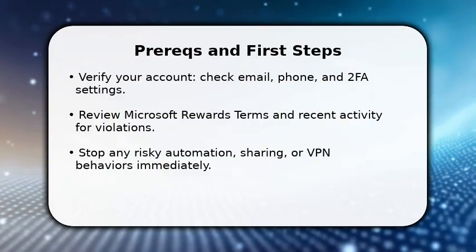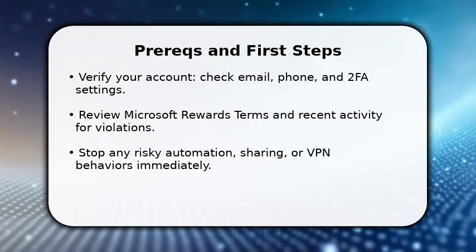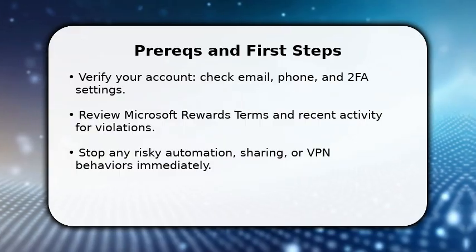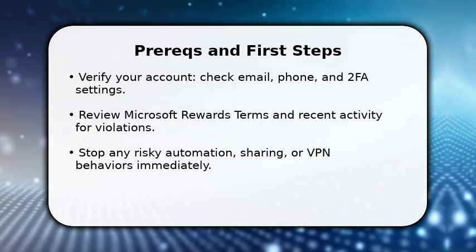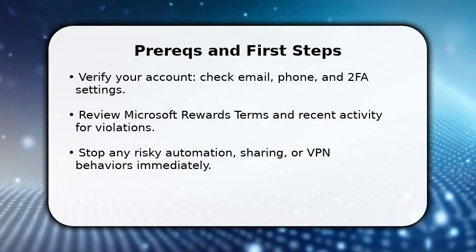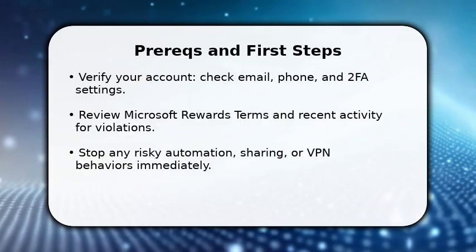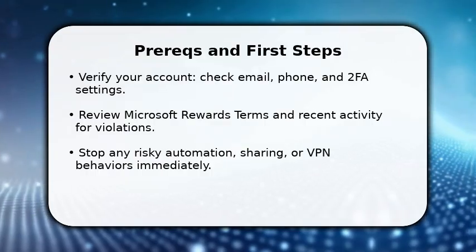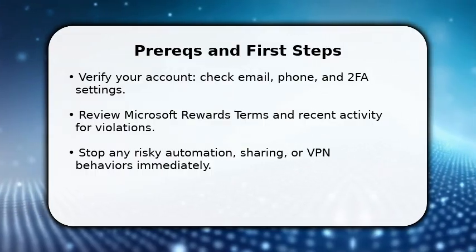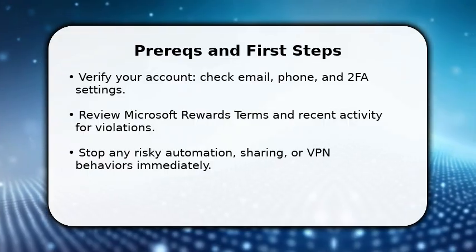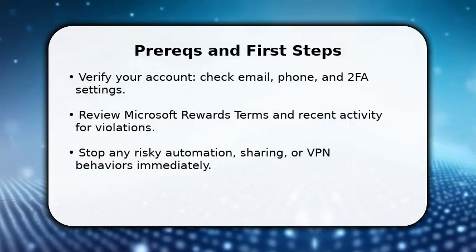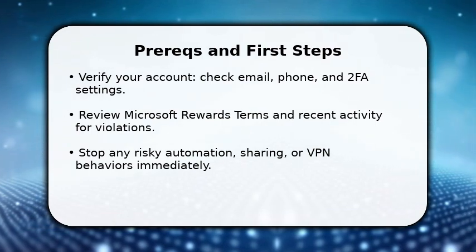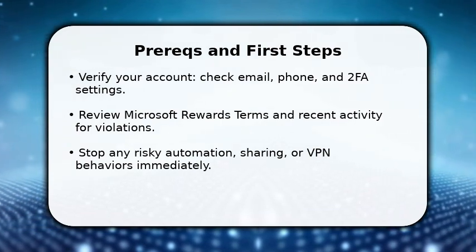You will not get anywhere by ignoring basics. Confirm your account contact info and enable two-factor authentication right now. Once done, scan your rewards activity to spot any flagged patterns like bulk searches or shared credentials. Make sure to disable any browser extensions or automation scripts that perform repetitive searches. These are common triggers. If you already used a VPN or shared accounts, pause those actions and document what happened so you can explain it to support if needed.